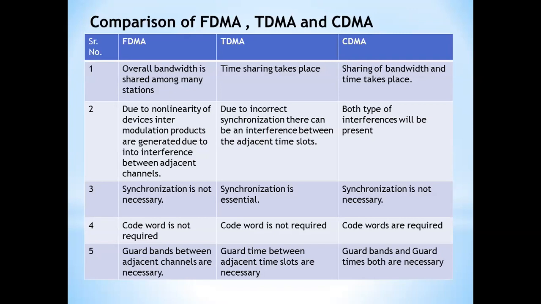In FDMA, synchronization is not necessary. In TDMA, synchronization is very essential, and in CDMA, synchronization is not necessary. Next, a code word is not required in FDMA. In TDMA also, a code word is not required, but in CDMA, a code word is required. And lastly, in FDMA, guard bands between adjacent channels are necessary. In TDMA, guard time between adjacent time slots is necessary, and in CDMA, guard band as well as guard time are both necessary.